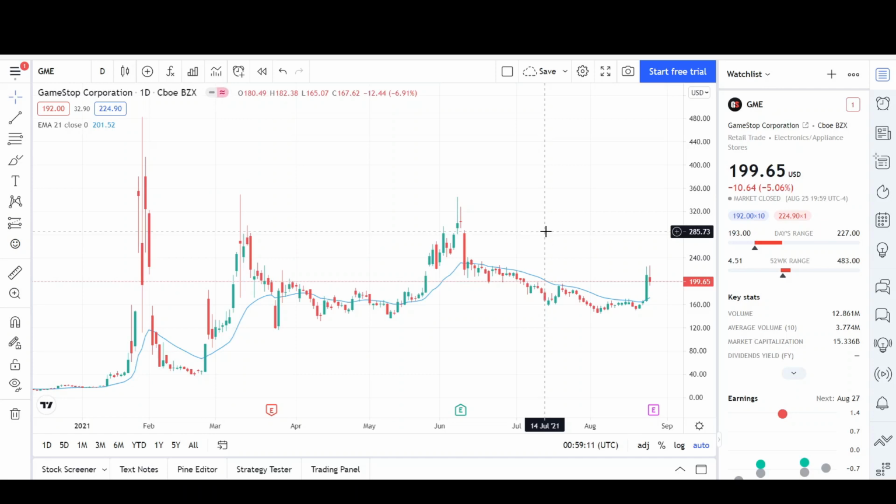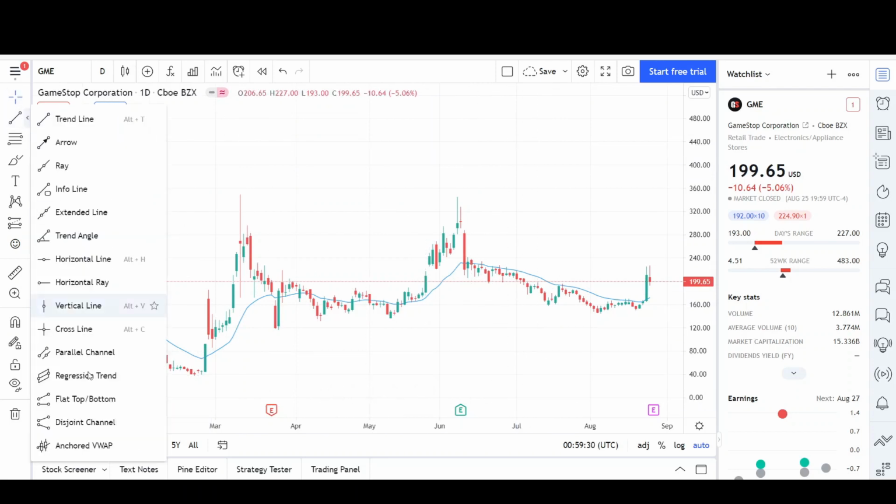So the first thing that I noticed about GameStop is that it is just moving sideways, and it has been for quite a long time. I could just tell by looking at the EMA and how flat the prices are. It's not really trending in a particular direction. It's just going up and down, kind of like a roller coaster.